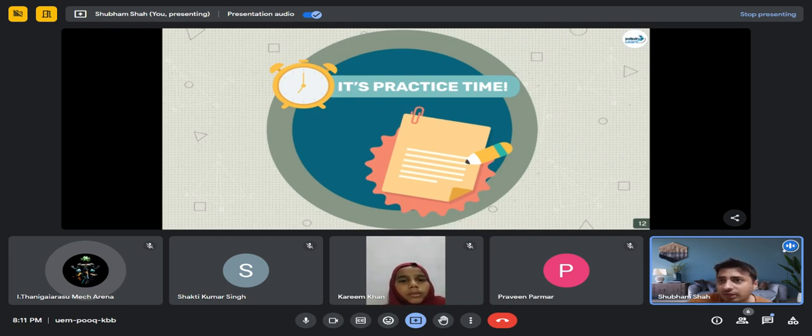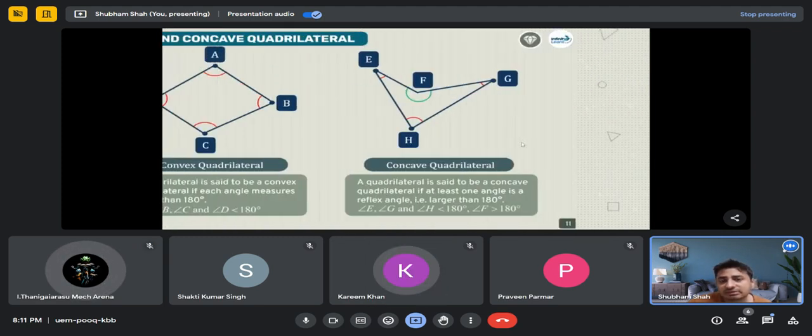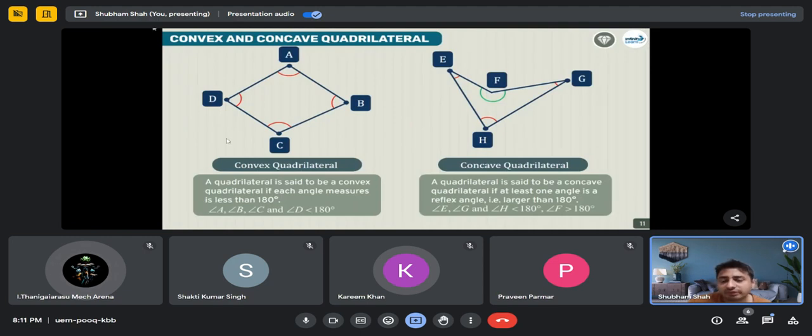Now, are you ready for the quiz? Okay. So before starting the quiz, just write down the definition of concave and convex, because this is very important. Just write down fast. Write down the definition of concave and convex quadrilateral with proper diagram.